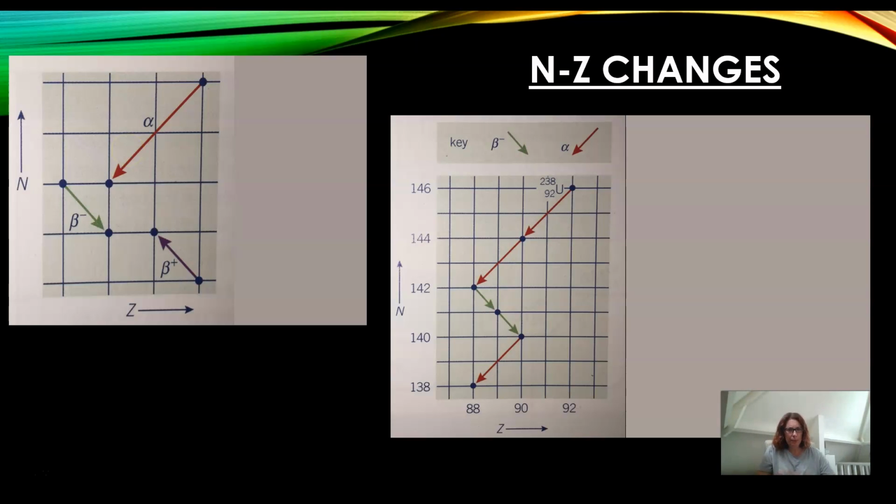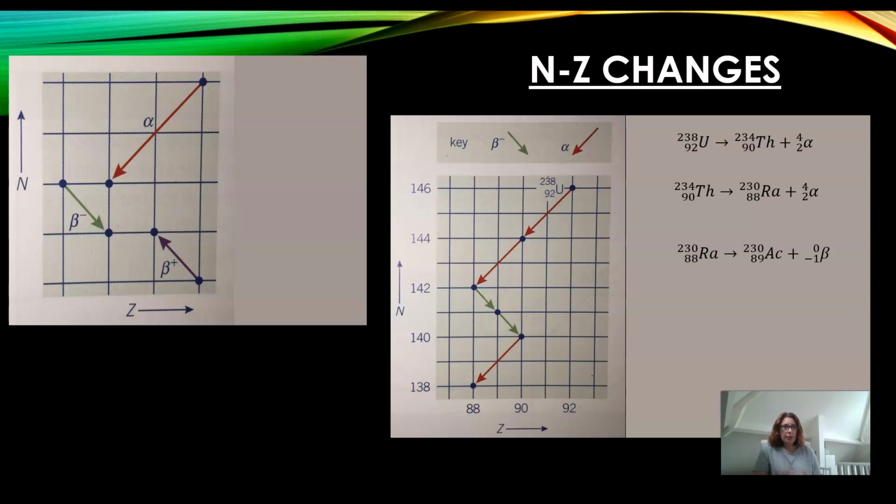Here's an example. This is the NZ changes for uranium decay. So we start with uranium 238, 92. It is going to give out an alpha, okay? So we're going to end up with thorium 90, and then it's got 144 neutrons. So then it's going to give out another alpha. Okay, so we plot that by drawing 2 down and 2 across, and then we're here, and that's radium 234, 88.